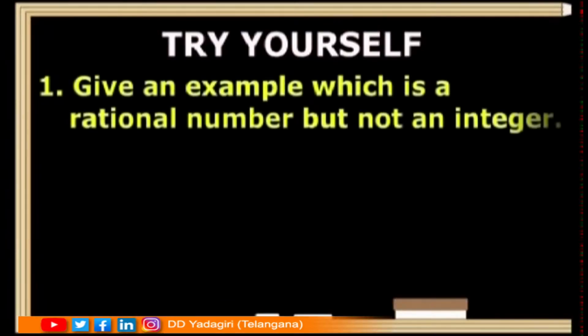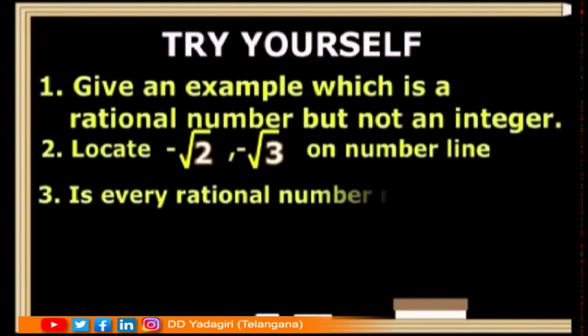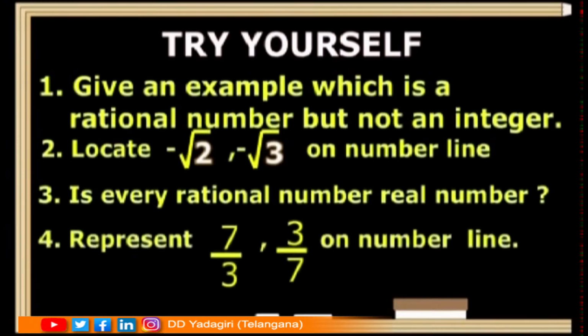Here I am giving some problems, please solve them yourself. First problem: give an example of a rational number which is not an integer. Second problem: locate minus root 2 and minus root 3 on the number line. We have already located root 2 and root 3 on the right hand side of 0, so follow the same process on the left hand side and you will locate minus root 2 and minus root 3. Third question: is every rational number a real number? Fourth: represent 7 by 3 and 3 by 7 on the number line.